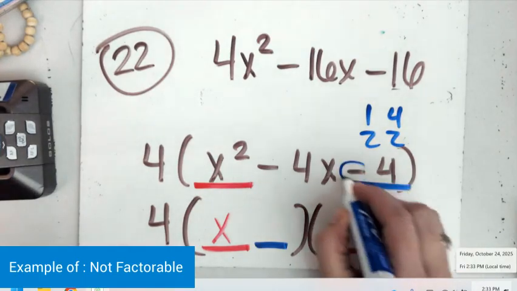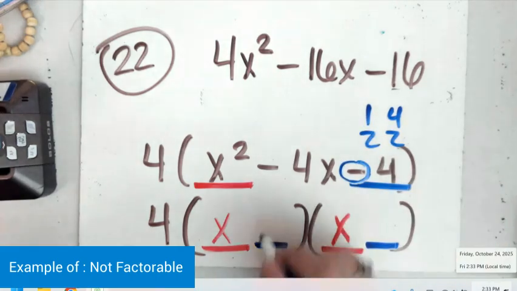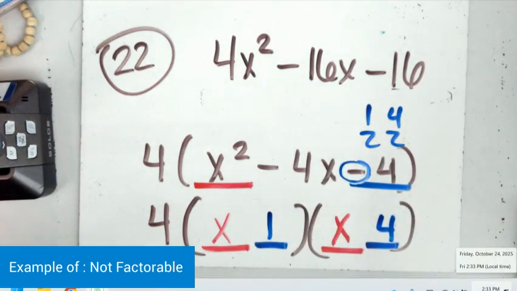If this is negative, then they're gonna have to be different signs. So let's try 1 and 4. So, we can actually divide them.